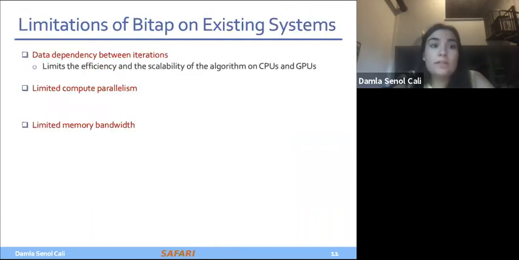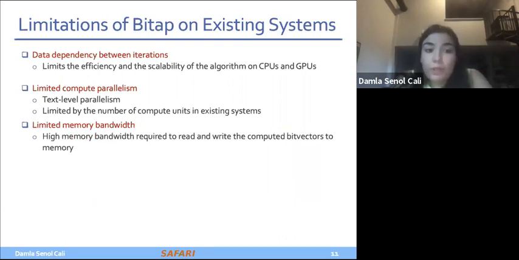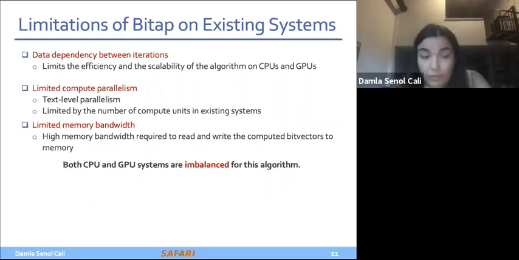So these data dependencies limit the efficiency and the scalability of the algorithm on CPUs and GPUs. And although we can obtain text level parallelism by dividing the text into multiple chunks and searching them in parallel, we are limited by the number of compute units in existing systems like CPUs. And also there's a high memory bandwidth requirement to read and write the computed bit vectors. So we revealed that both CPU and GPU systems are imbalanced for this algorithm.